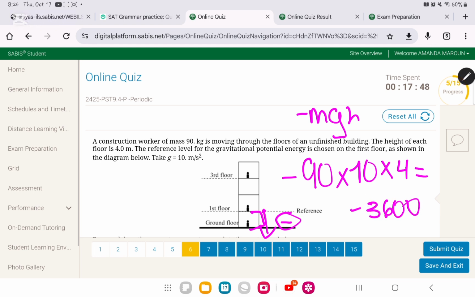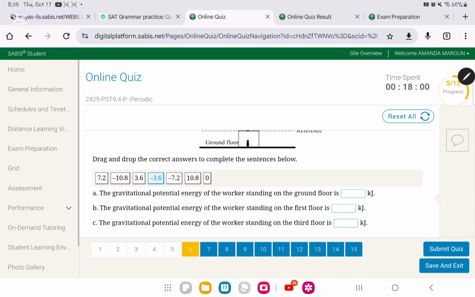And I believe they want it in kilojoules. So to change it from joules to kilojoules, we will divide by 1,000 and we will get minus 3.6 kilojoules. So for the first one, the answer is minus 3.6 kilojoules. Now, the gravitational potential energy of the worker standing on the first floor. We said the first floor is the reference level. If he is on the reference level, then his GPE, his gravitational potential energy, is 0.